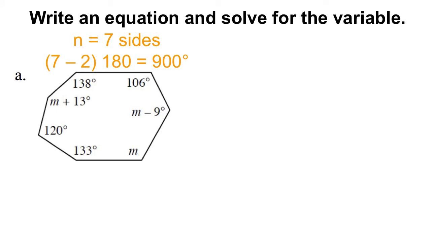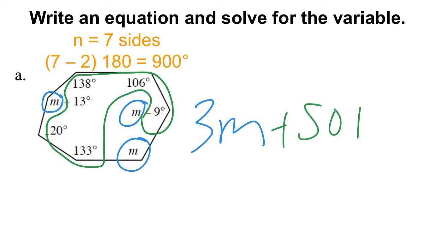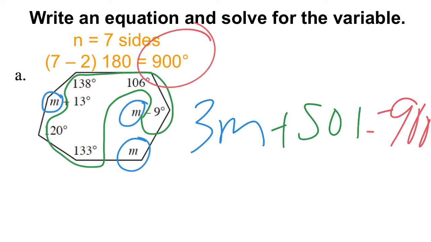Then what we're going to do is just set up an equation. So I'm going to add everything together. I'm going to combine the m's together. So I have 3m. And then I'm also going to add all of those constant numbers. So all of these other numbers here, I'm going to add together. If I do that, I get 501. And then the grand total we set up here is 900, so I'm going to set that equal to 900.